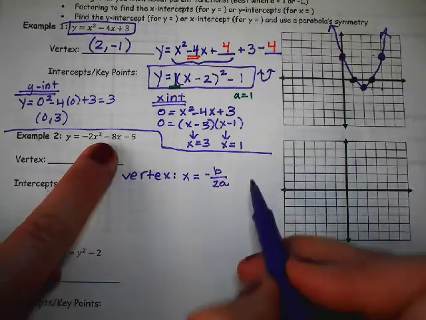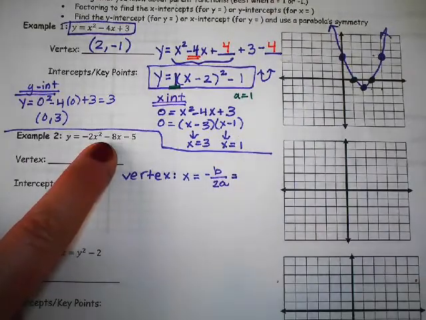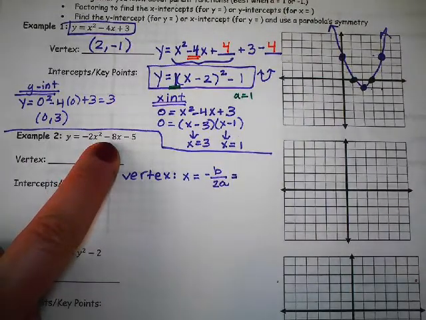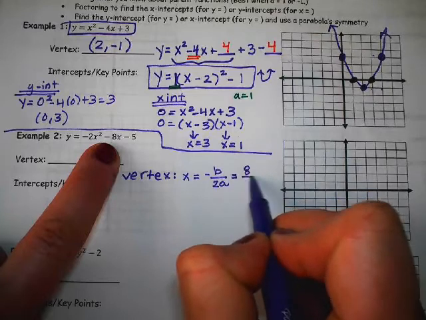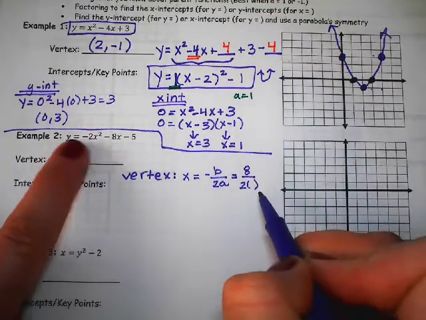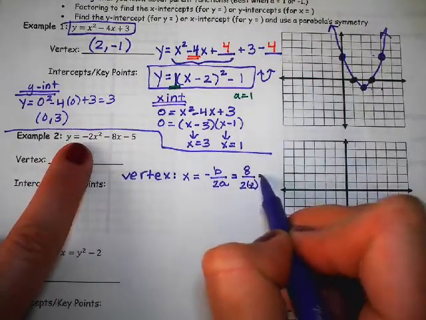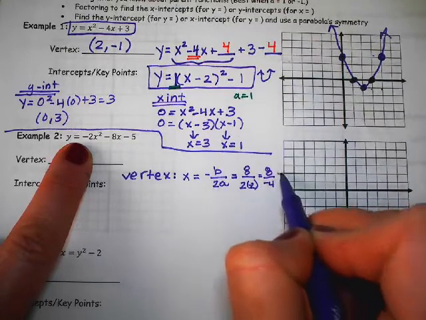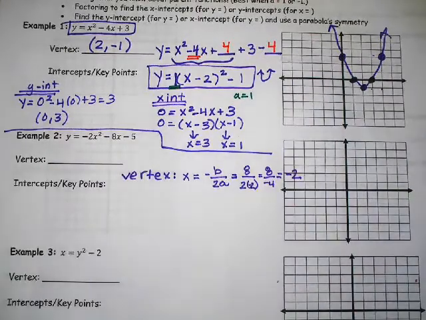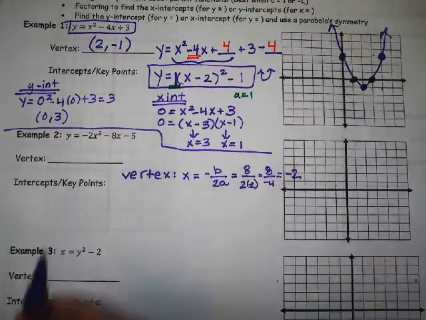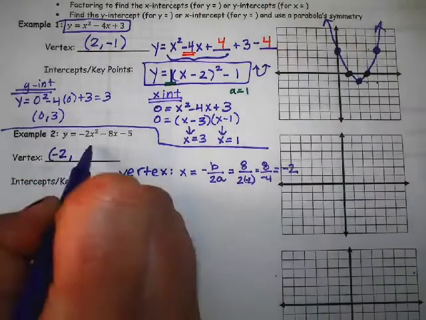So in this problem, my b value is negative 8. So my negative b would be positive 8 over 2, and my a is negative 2. 8 over negative 4, I get negative 2. So the x-coordinate of my vertex is negative 2.